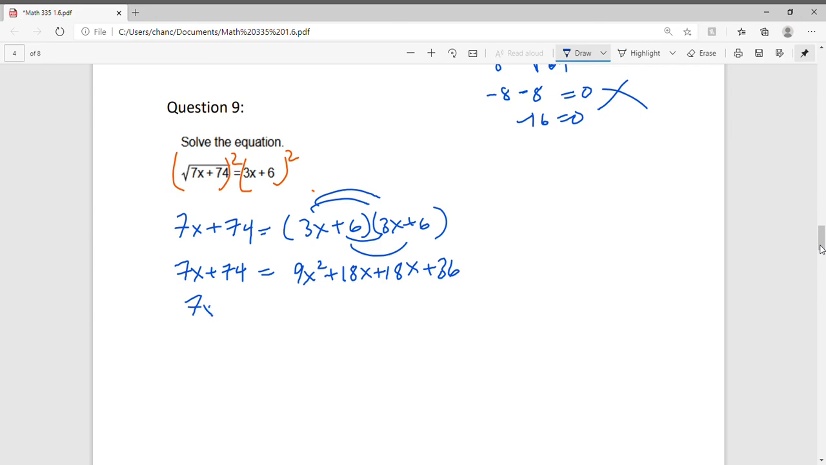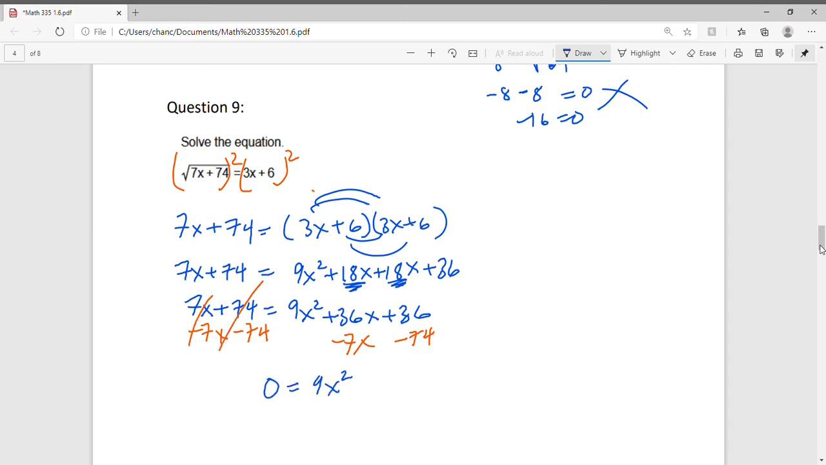So let's collect like terms. 7x plus 74 is equal to 9x squared plus 36x plus 36. Let's subtract 7x from both sides, and we'll also subtract 74 from both sides. We get 0 is equal to 9x squared plus 29x minus 38. Now we might be tempted to try to use the quadratic formula, and you can use the quadratic formula for this problem, but I would recommend trying to factor first.